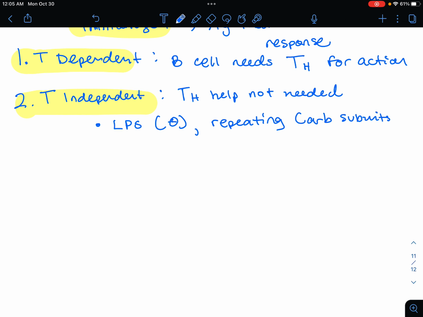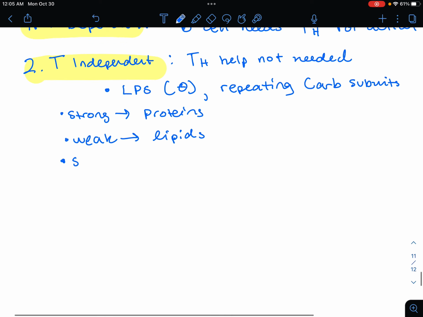Antigens are going to have a different response in strength varying on their type. So a strong response will come from proteins. A weaker response will come from lipids and small molecules. No response. Usually these aren't immunogens.